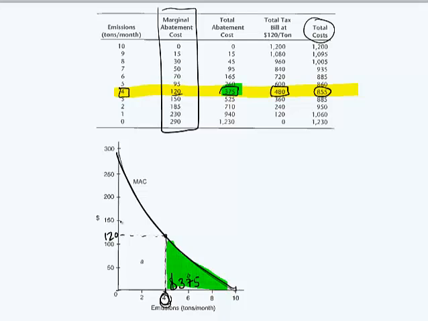We also know that I pay the same amount of tax for the amount of tons I emit. So in this case, I pay 120 for 4 tons of emissions. So this area over here gives me my total tax bill, which we know from the table is $480.